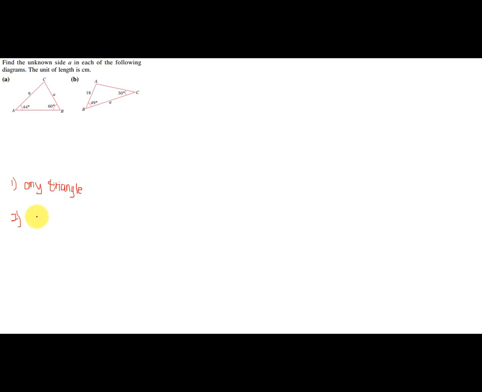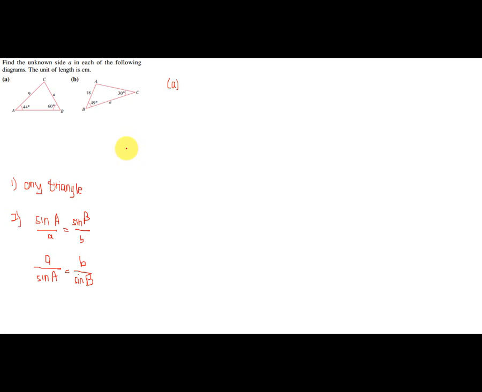Okay, the formula is sine A over A equals sine B over B. The ratio in this form is the same as the ratio in this form. Doesn't matter, as long as you follow the order of writing the ratios. Okay, let's start solving.